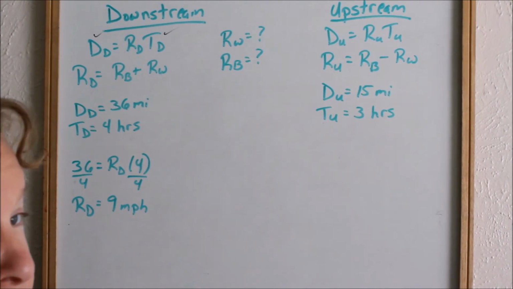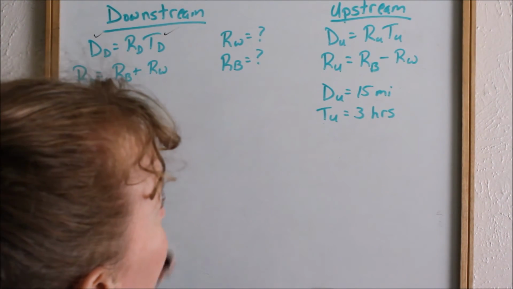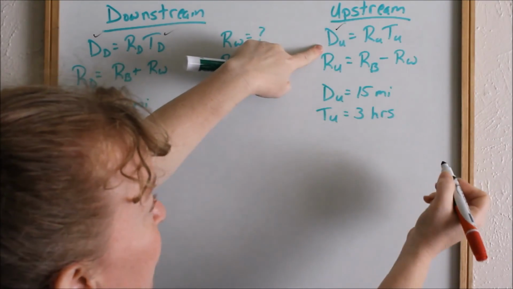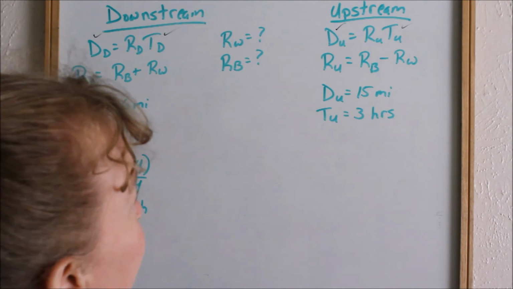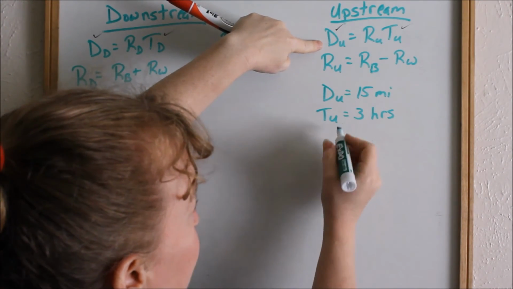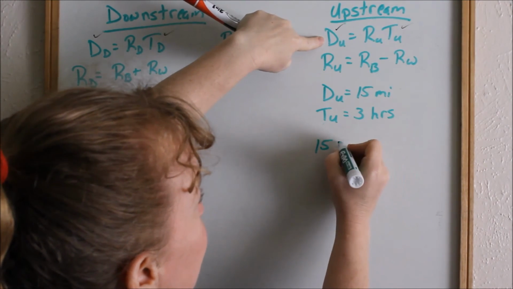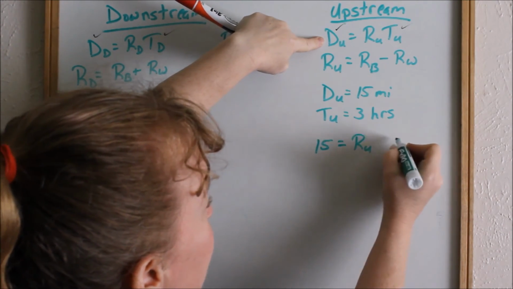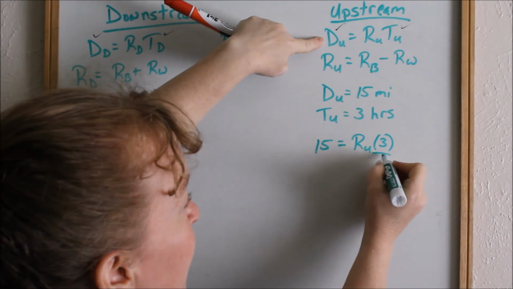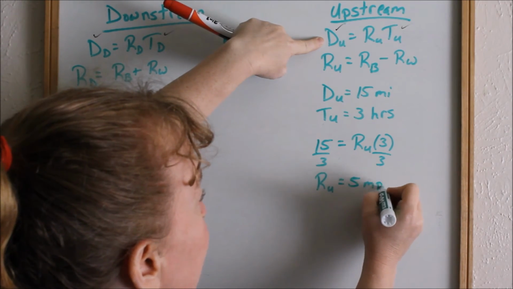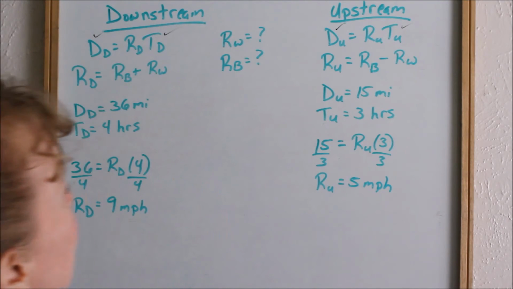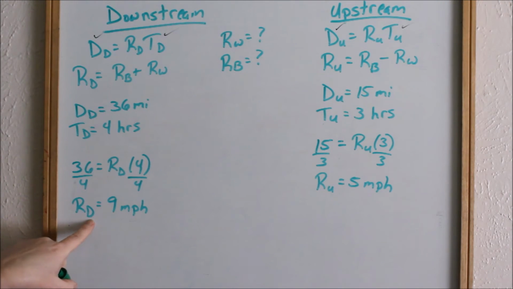Okay, if you go over here to your upstream, same thing. We were given the distance of upstream and the time of upstream, so we can determine our rate of upstream. Starting with this equation I'm pointing to, the distance equals the rate upstream times the time of upstream. Divide both sides by 3, and the rate of upstream is 5 miles an hour. We're not done. The problem did not ask for the rate going downstream and the rate going upstream. The problem asked for the rate of the boat and the rate of the water.